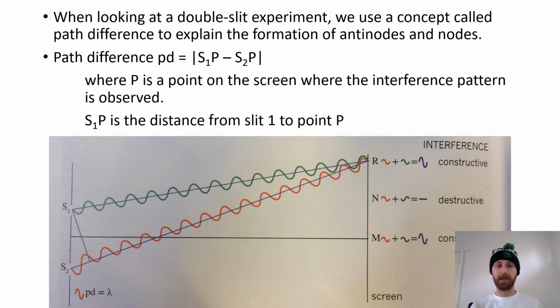And S1P is the distance from slit 1 to point P. S2P is the distance from slit 2 to point P. So we've got some point P. It's on the screen downwind from the slits. We're going to look at the distance from one slit to the point and the distance from the other slit to the point, and we're going to find the difference between those two distances. That's what the next example would be. Yeah, I'll just launch into that.